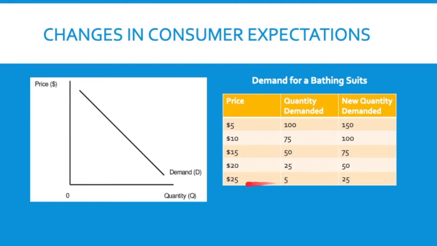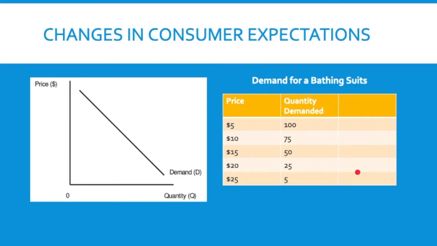So you might say, well, I didn't want to spend $25 for a bathing suit, but when the summer comes, those same bathing suits might be $35 because they know everyone's going to need them. So I might buy more bathing suits now. I wouldn't buy 25 bathing suits, but 25 people might buy a bathing suit now because they expect the prices to go up in the future.